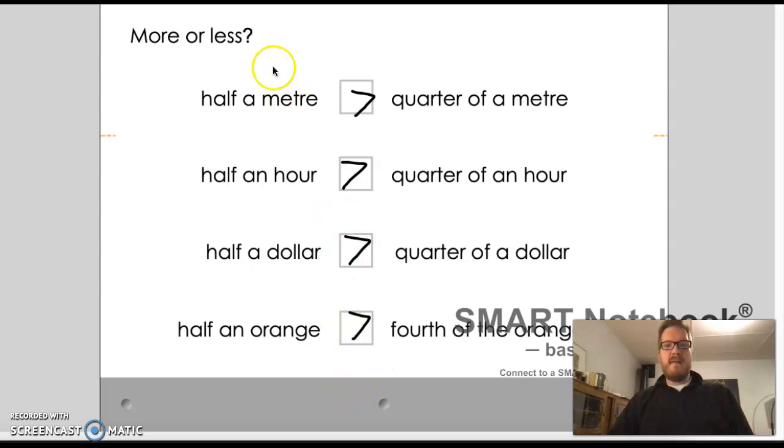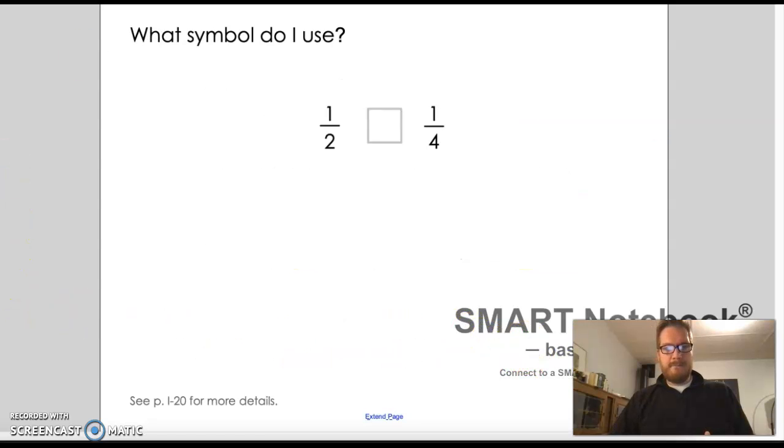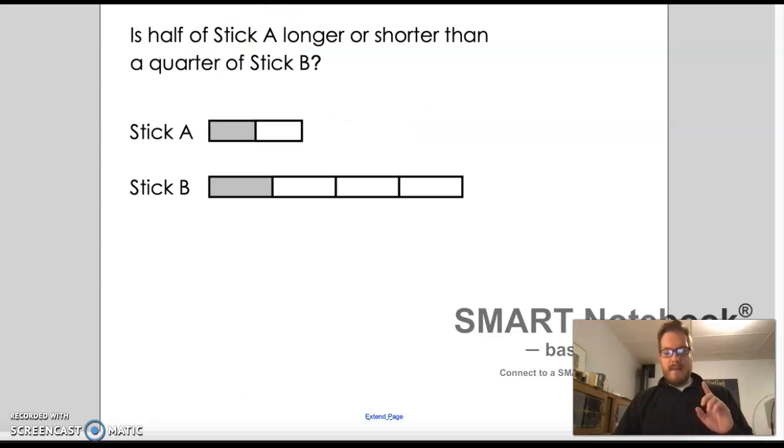Okay, but again, these things are the same, right? Meter and meter, same quantity. Hour and hour, same quantity. Dollar and dollar, same quantity. And then orange and orange, same quantity. Okay? So what symbol do I use? Well, I say that 1/2 is greater than 1/4, as long as the two things being compared are the same thing. Okay? Now, here's where it gets a little bit tricky.